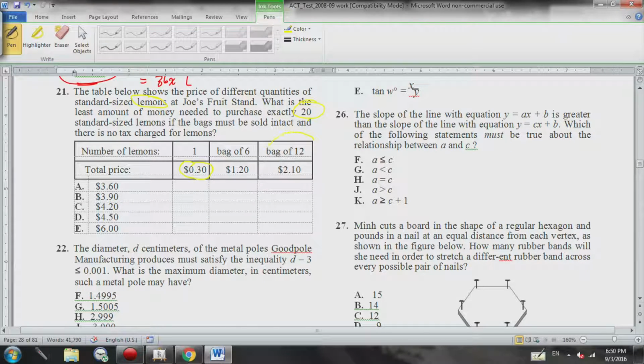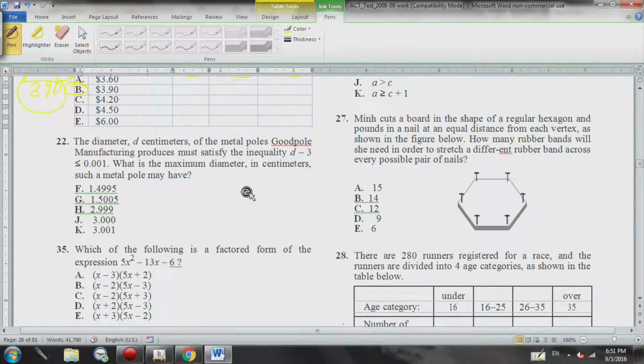So you want 20. So you want a bag of 12. That'll give you 12, and then you can get one bag of 6, that's 18. And then you have to get 2 individually, right? So one bag of 12 is $2.10, and one bag of 6 is $1.20, and you have to get 2 of those, 60 cents over here. So that's $3.90 in lemons. You can make lemon juice out of it. Nice lemons. So $3.90.